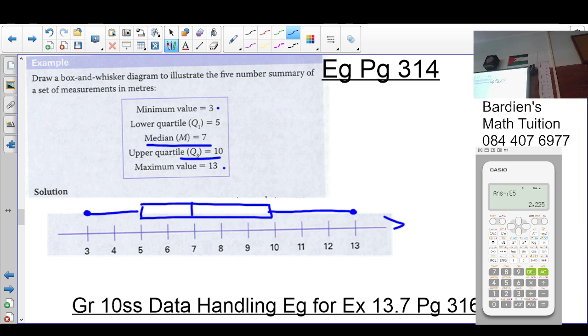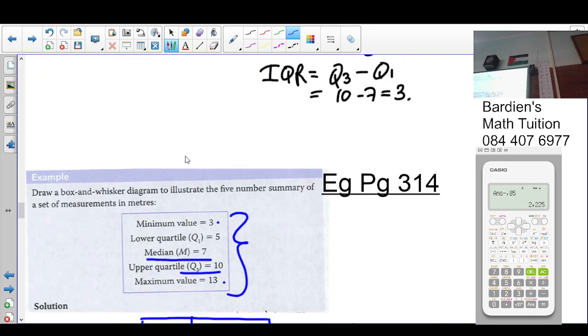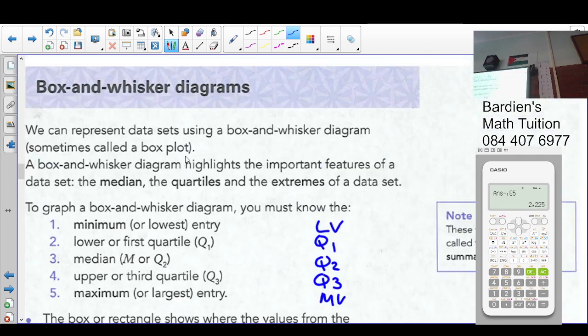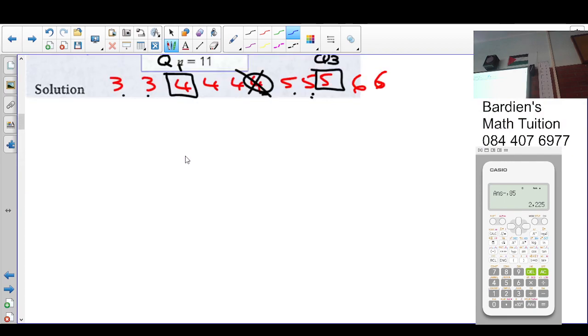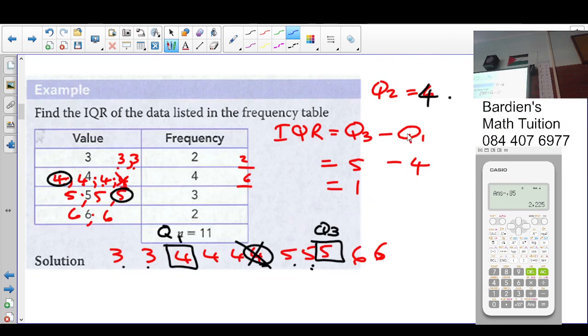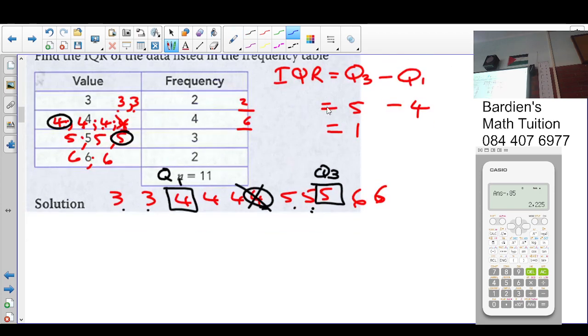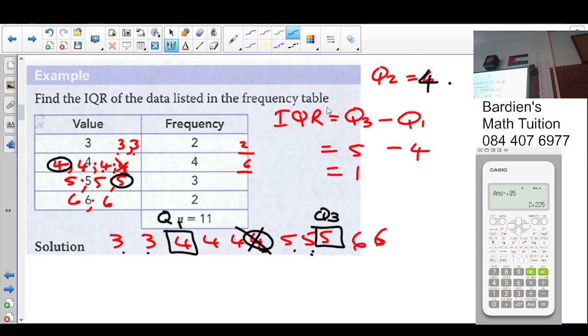Now this data, this 5-number summary was given to us. So there's no calculation here. You see, in the previous examples, we were calculating the median. Here we are calculating Q1. So if the question is to draw a box and whisker diagram for this set of data, let's do this quickly.